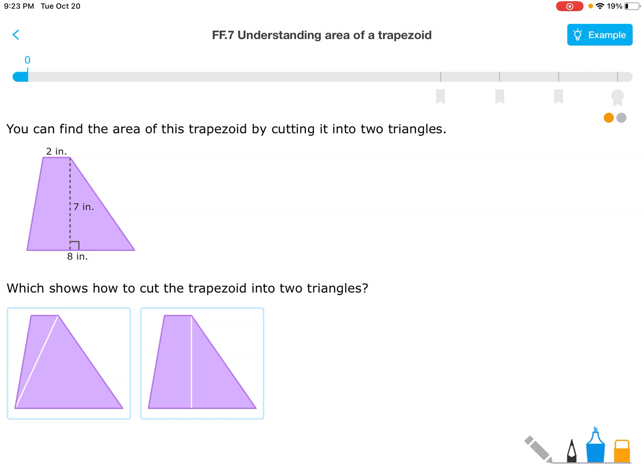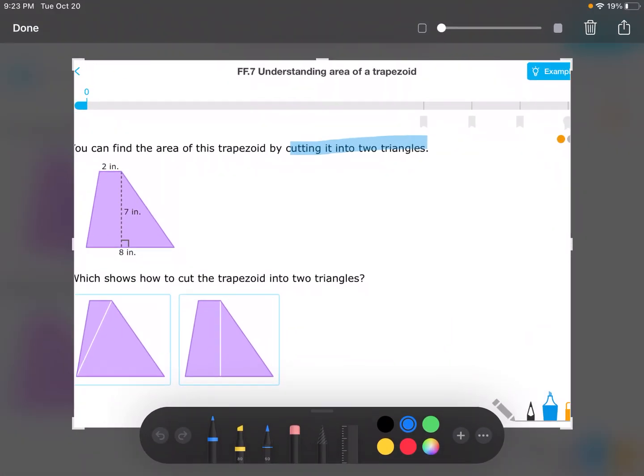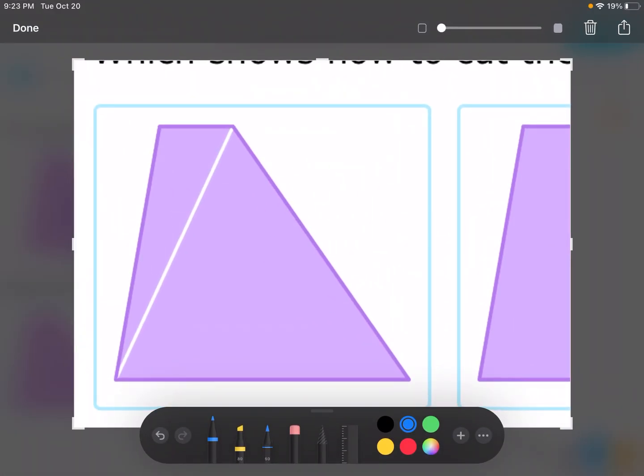So what they want you to do is look at this dark purple figure and figure out how you could make a single cut so that you get two triangles. Remember, triangles have three sides. So if you look at these two examples that they want you to select from, first example, those are two triangles. Here's triangle 1, and then you have triangle 2.